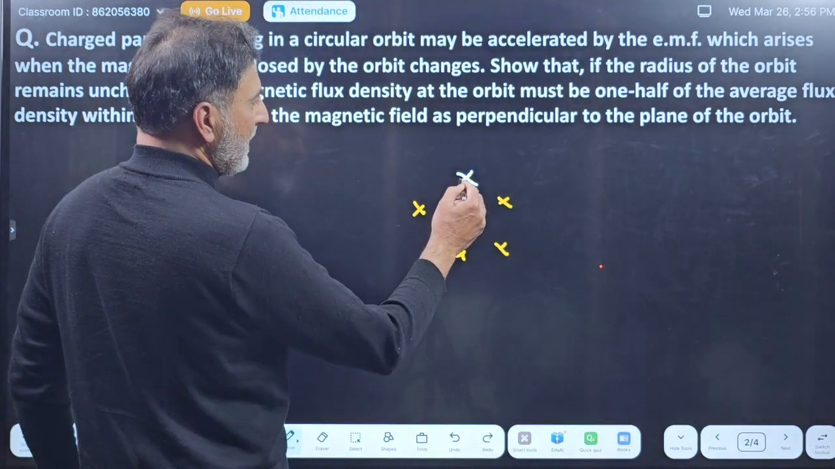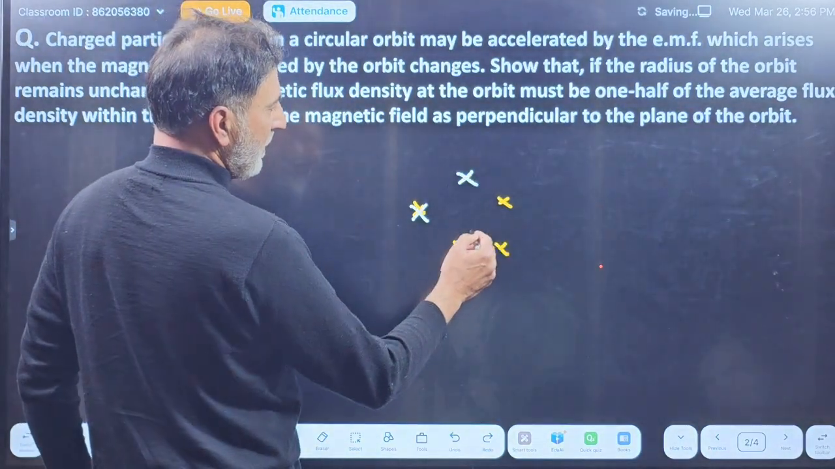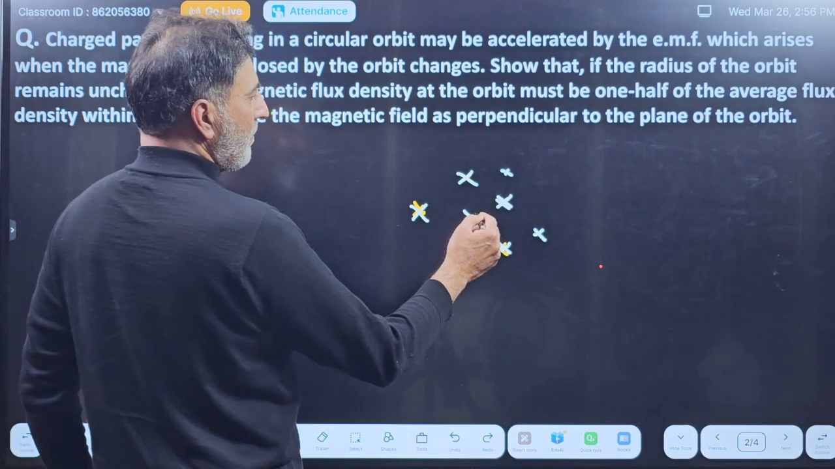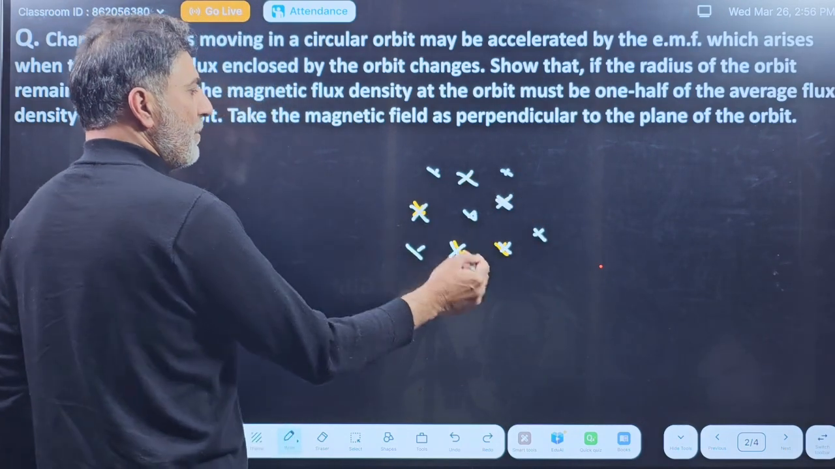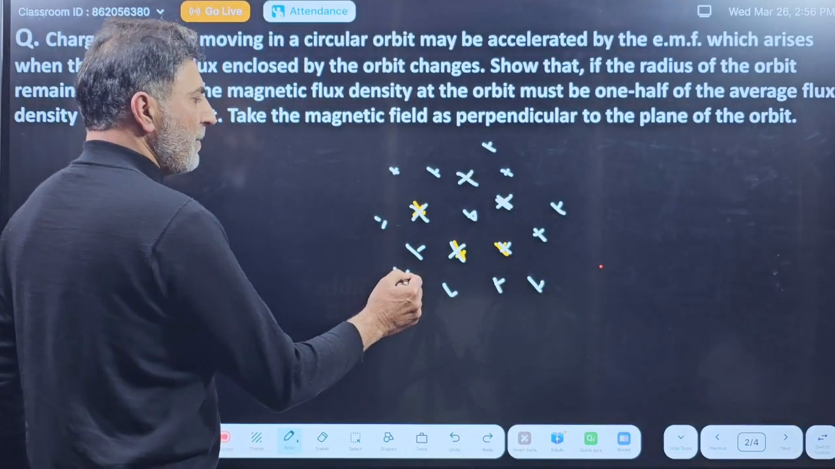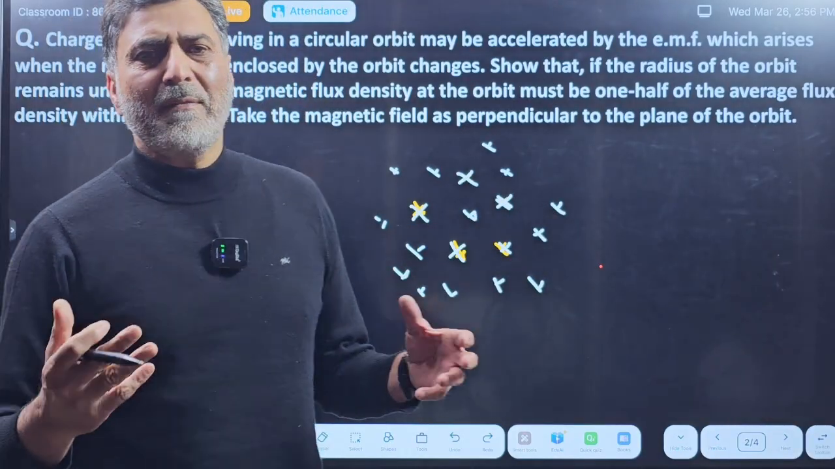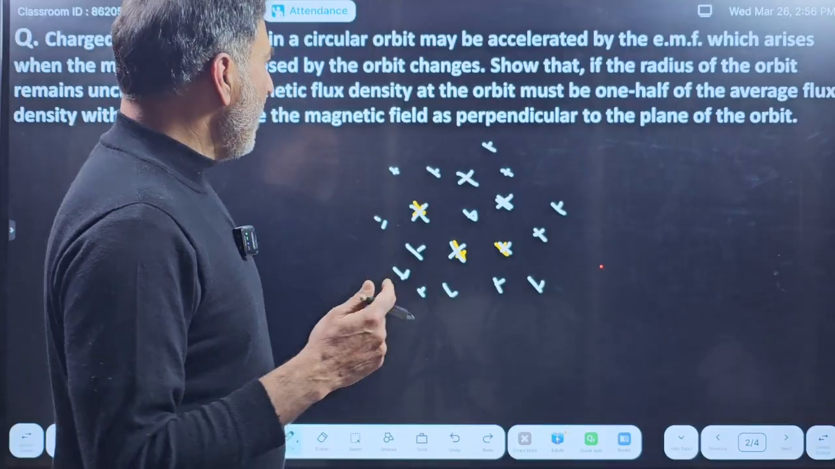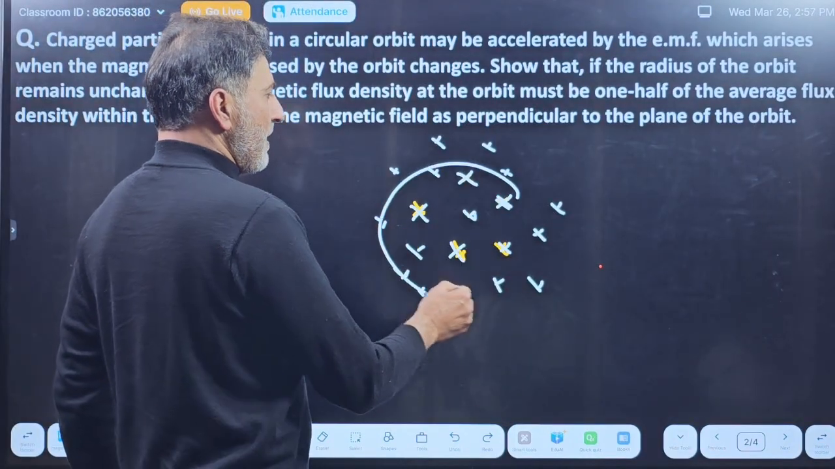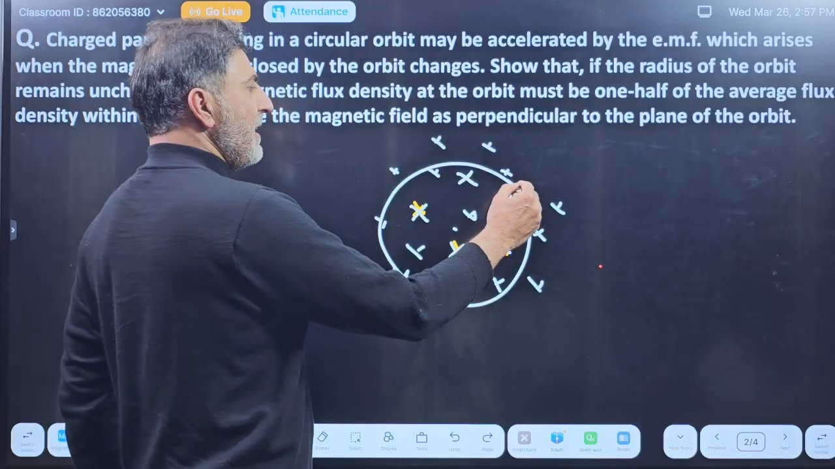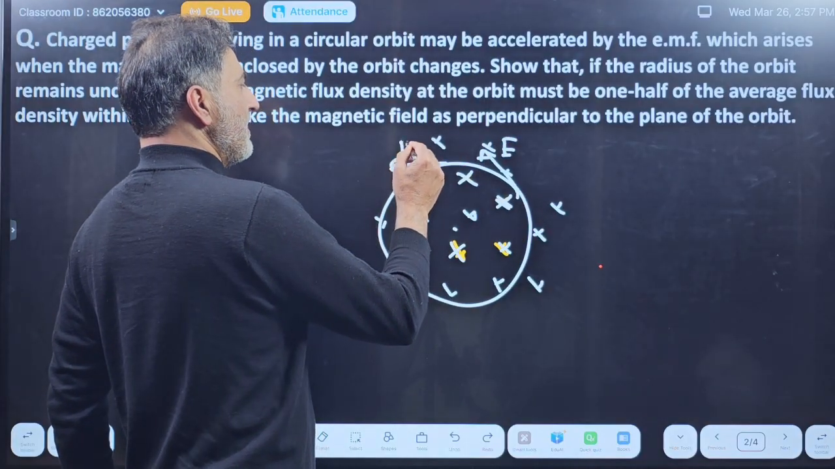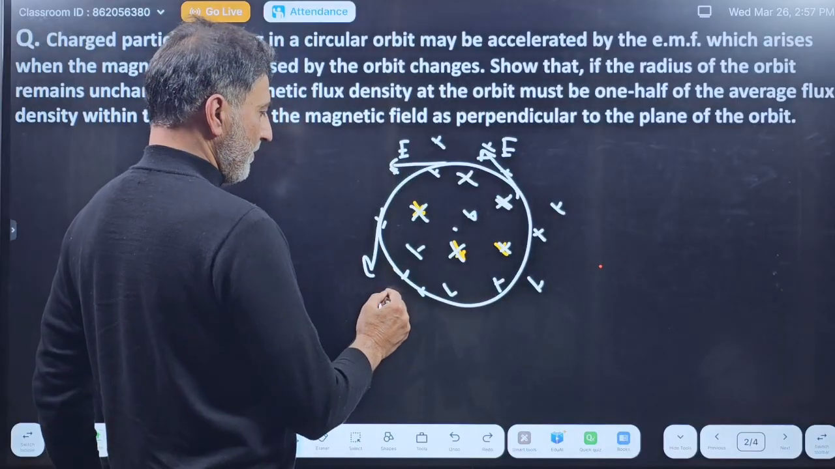we have a magnetic field like this, perpendicular to the plane of the board. This is the magnetic field, right? And this magnetic field changes in time. It is a time varying magnetic field. When it is a time varying magnetic field, it will create an electric field in circular paths around the center. This will create an electric field in this direction, tangential to the circle.